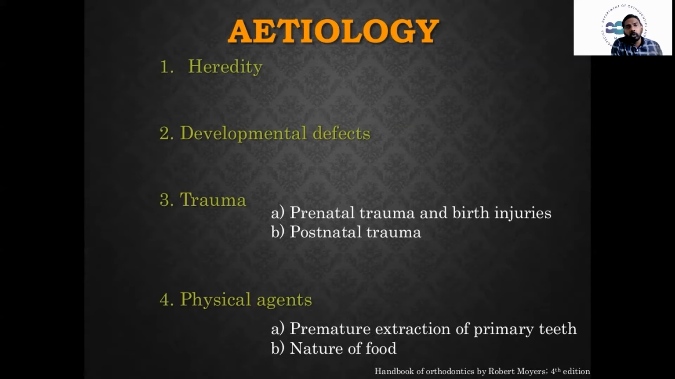Premature loss of the upper second deciduous molar may result in mesial shifting of the upper first molar, which may give a class 2 molar relationship. Also, premature extraction of this upper second deciduous molar or an impacted canine results in forward shifting of the upper posterior segment.